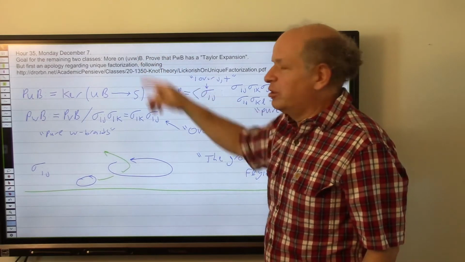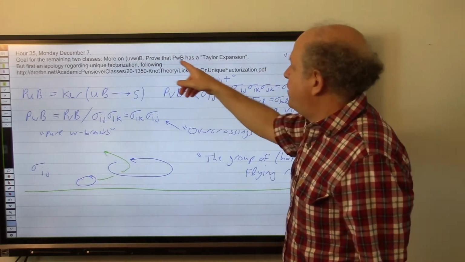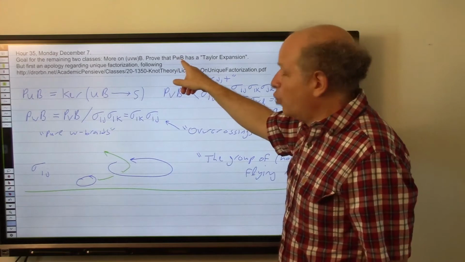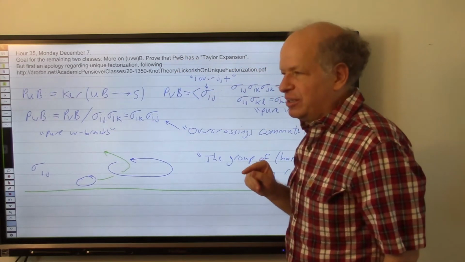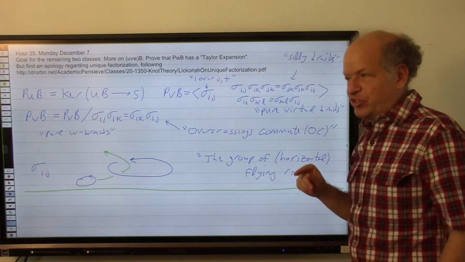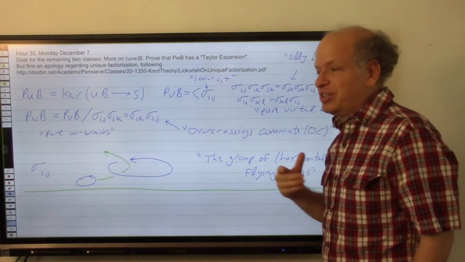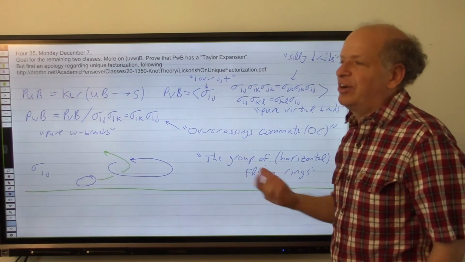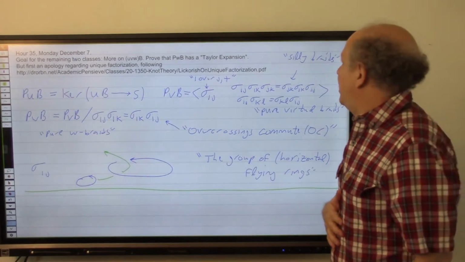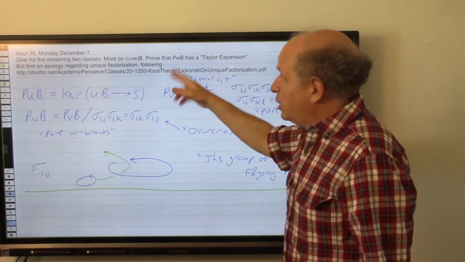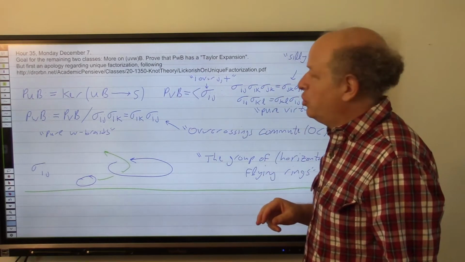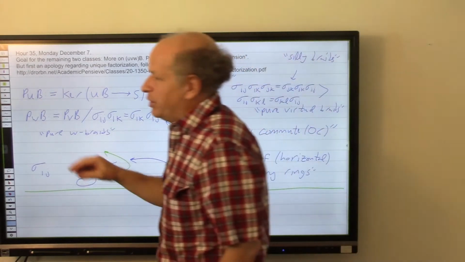And we started talking about them last time, and then proved that the group PWB has a Taylor expansion. But of course, first I'd have to define what it means for a group to have a Taylor expansion. But even before that, I would like to apologize about unique factorization.